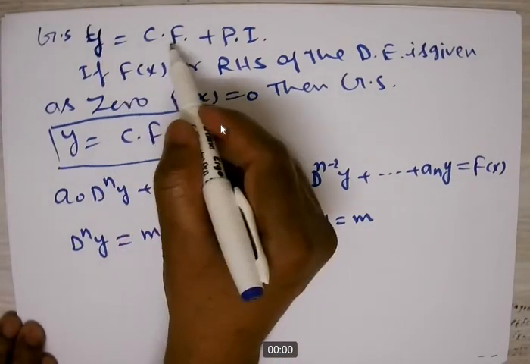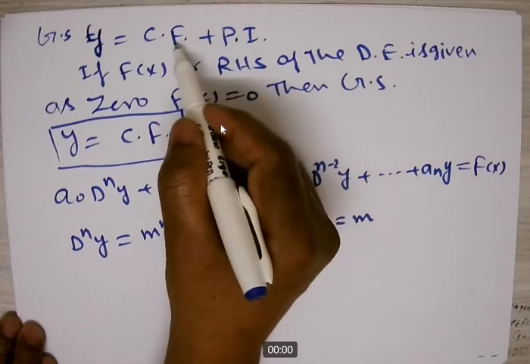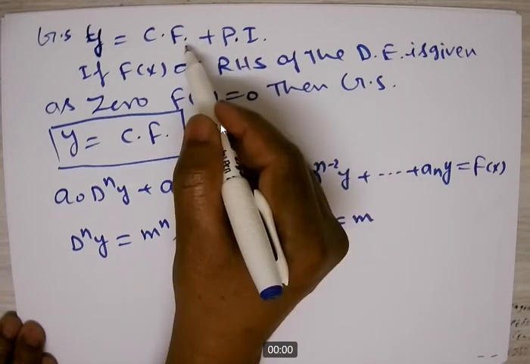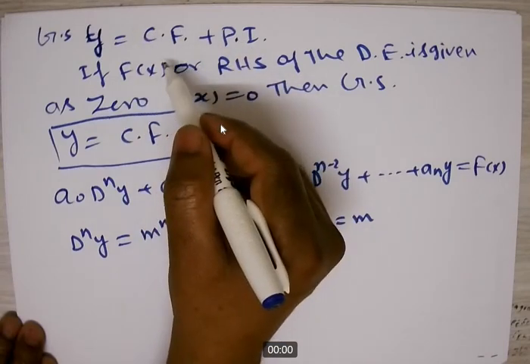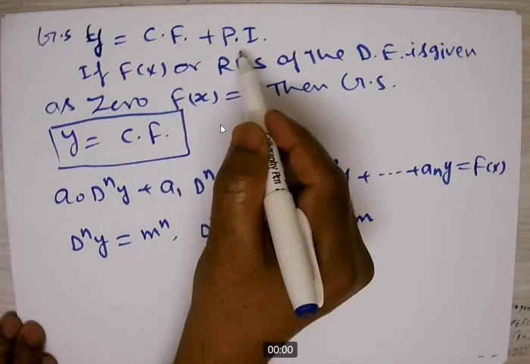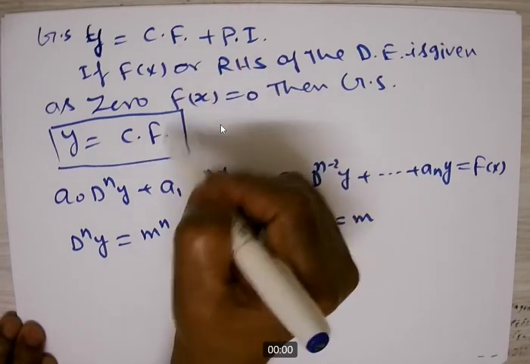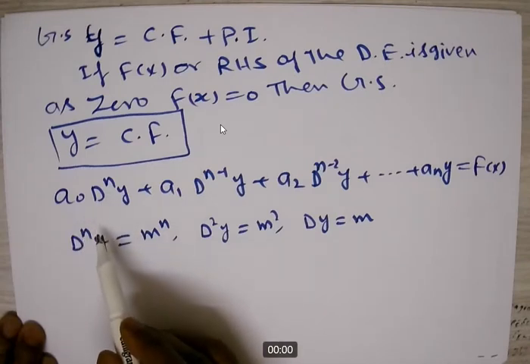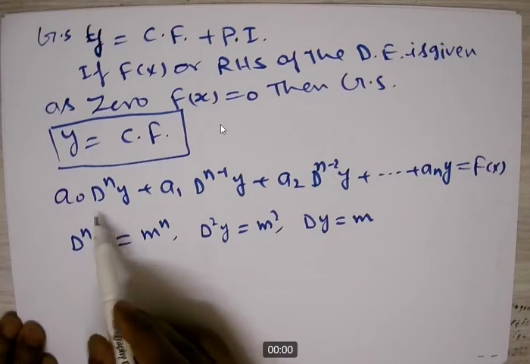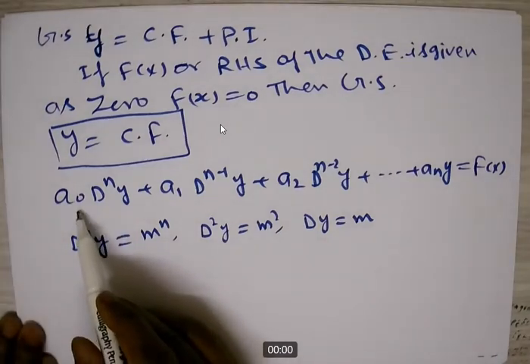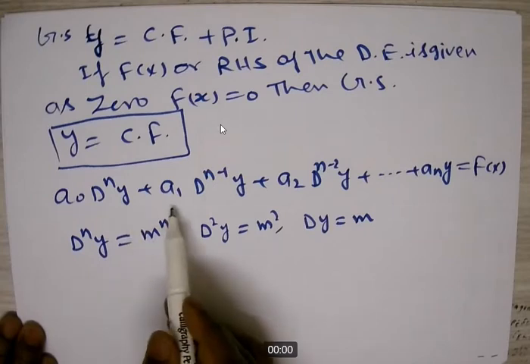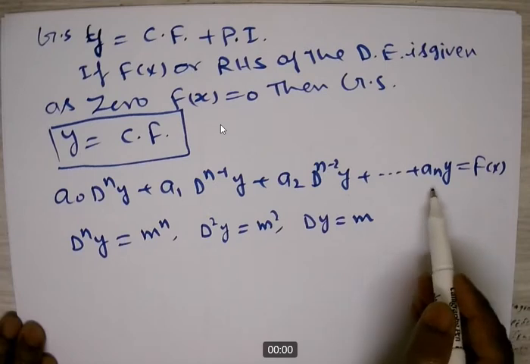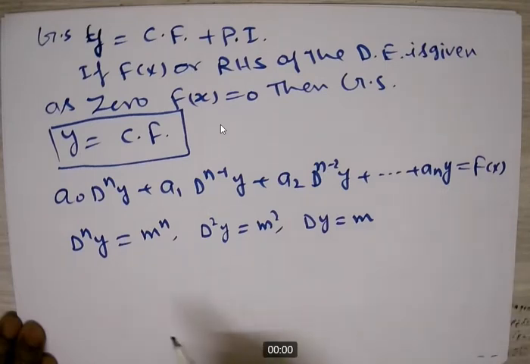It is based on the different types of examples. If y is equal to CF plus PI is given, that means complementary function plus particular integral, I will discuss how to find complementary function and how to find particular integral separately. That means if you want to write complementary function, then what is that? We can write the given differential equation as a0 D^n y plus a1 D^(n-1) y plus a2 D^(n-2) y plus and so on, plus an y equal to f of x.